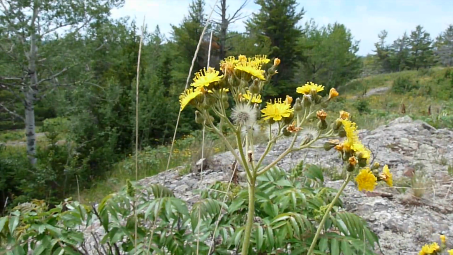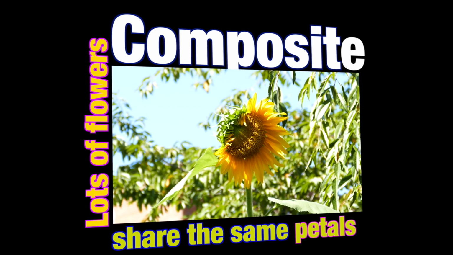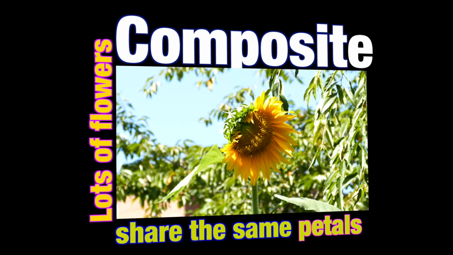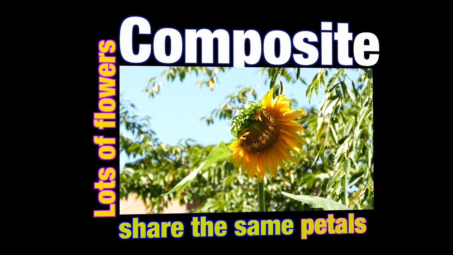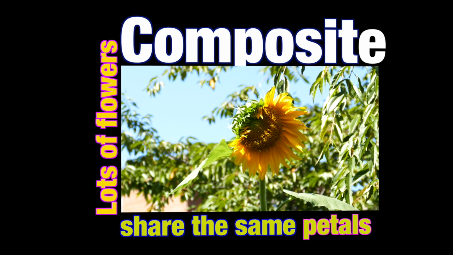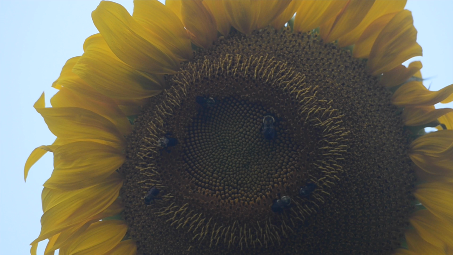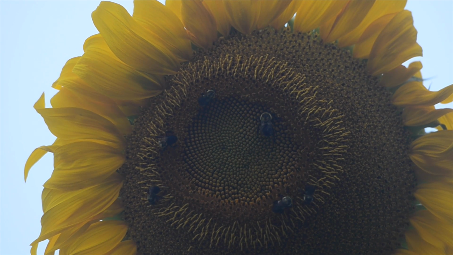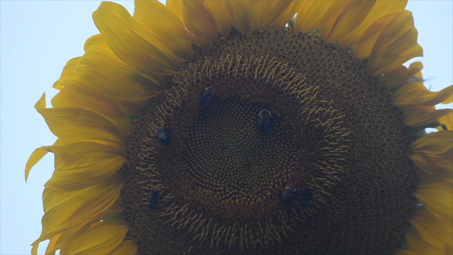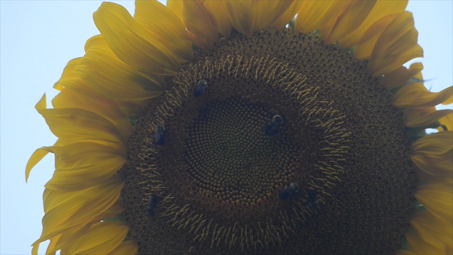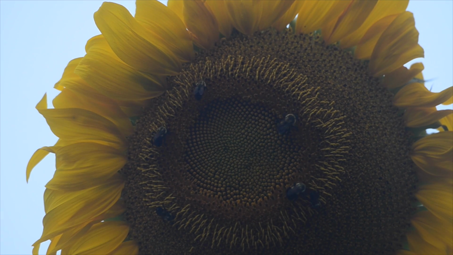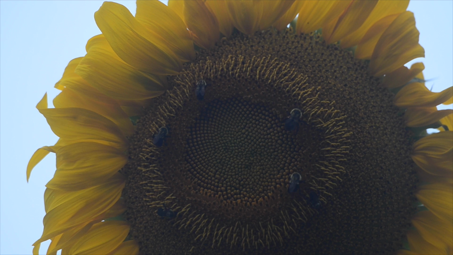The third kind of flower that we have are composite flowers. Composite flowers look like one flower at first, but when we look more closely, we realize that there's actually lots of mini little flowers, all with their same flower parts, but all sharing the same petals.